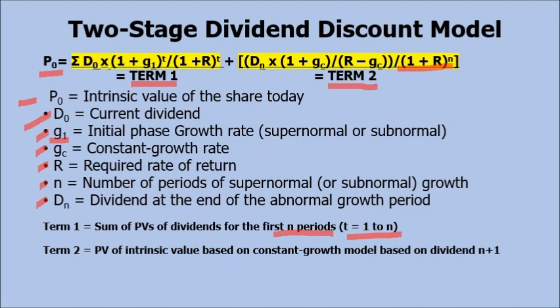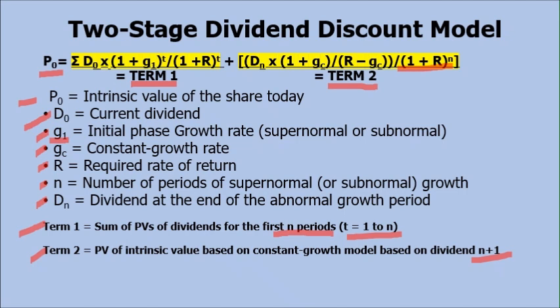The sum of the present values of those dividends in the first phase gives the intrinsic value of the share today based on the PVs of the dividends up to the end of the nth year. But this is just one part of the intrinsic value. The term in the second box, term 2, is the constant growth version. Here the dividends at the end of period n plus 1 are first divided by r minus g, and the resulting figure is discounted by the required rate of return.